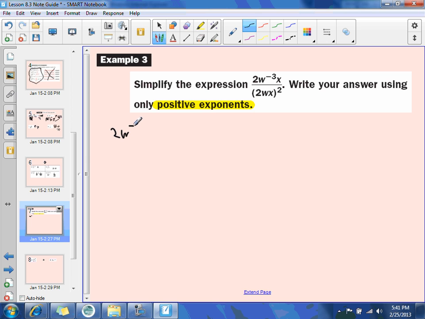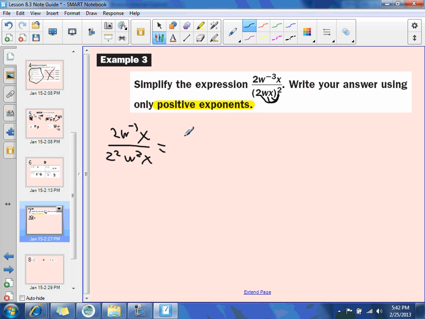w to the negative third power x, sorry, that's my best attempt. Now I've got 2wx, all of that to the second power. Remember, powers to powers, we distribute out the power to everything. This is 2 to the second power, w to the second power, and x to the second power. I took care of that parentheses, the everything to a power first.